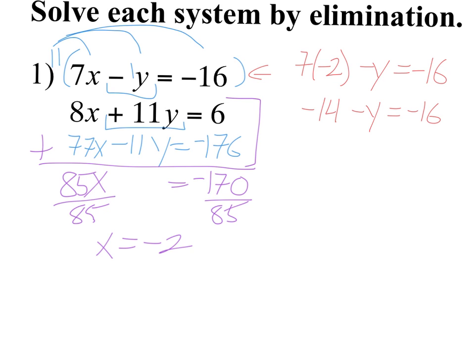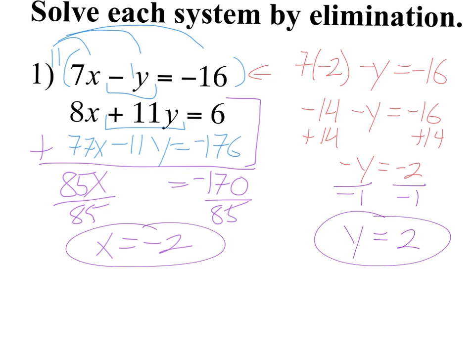I can go a step further and add 14 to both sides. Negative y is equal to negative 2. To get rid of that negative y, I'm going to divide both sides by negative 1, and that gives me positive y is equal to positive 2. My answers are x equals negative 2 and y equals 2, or I could write that as the ordered pair, negative 2 comma positive 2.